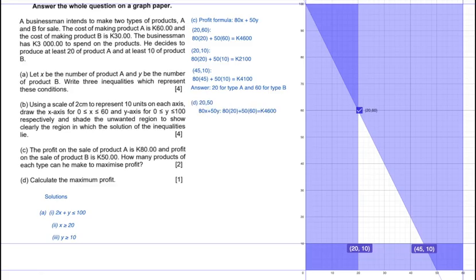Then D, it's just a walkover. We'll get that same higher value and replace it. We find the profit to be 4,600 and you are done. Thank you for watching.